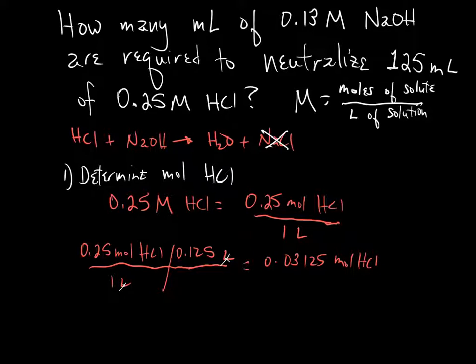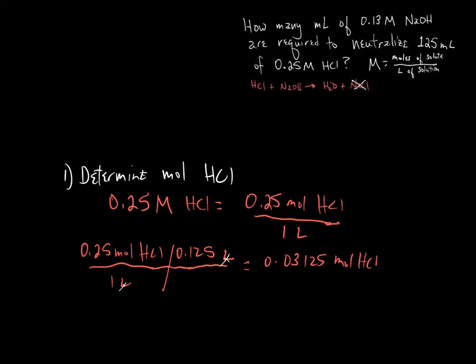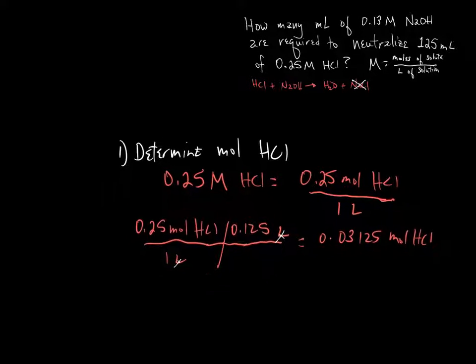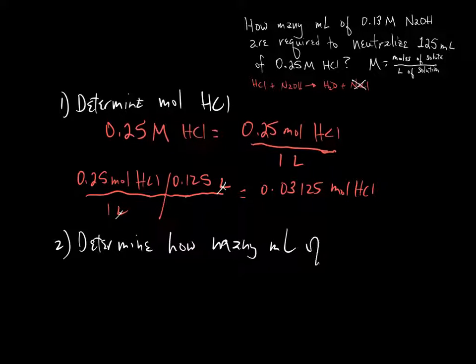Now, part number 2 is we've got to go from moles of HCl to sodium hydroxide. So I'm just going to move this over a little bit. Well, actually, I'll make it smaller, that way I can see all of it. I'll move this up. Okay. So number 2, now we have to determine how many milliliters of NaOH.